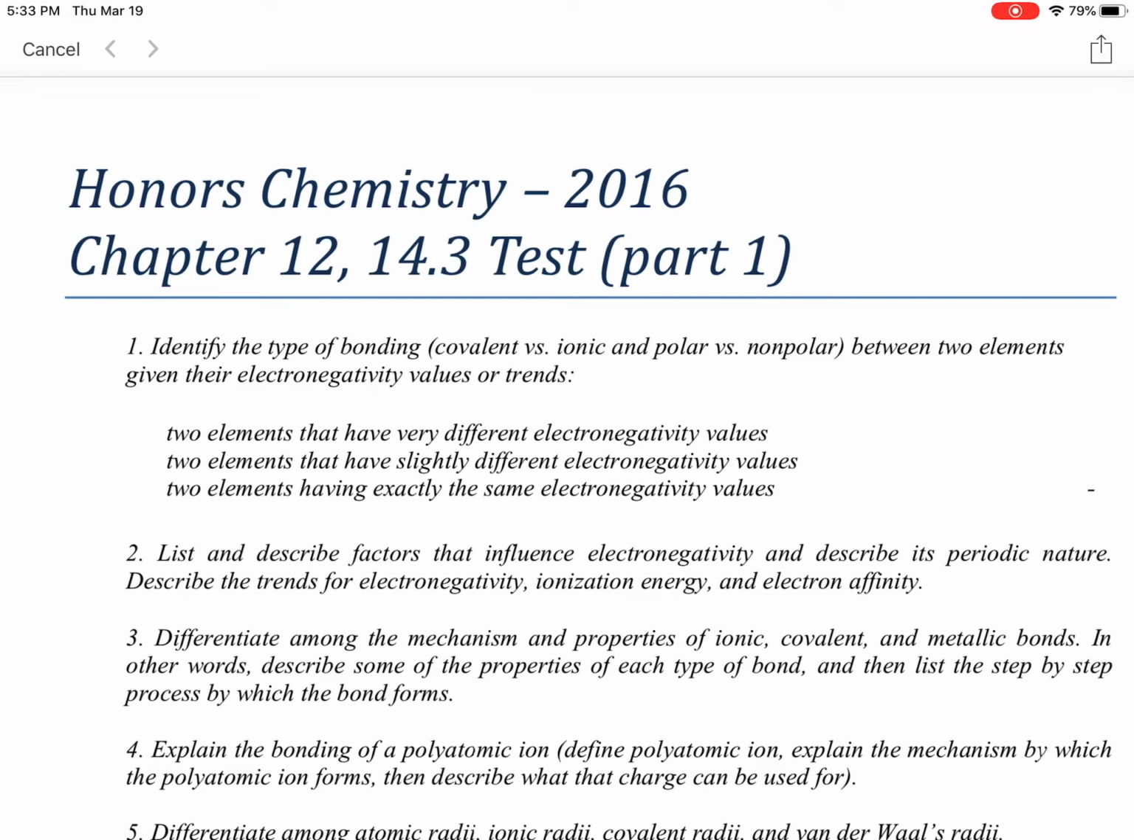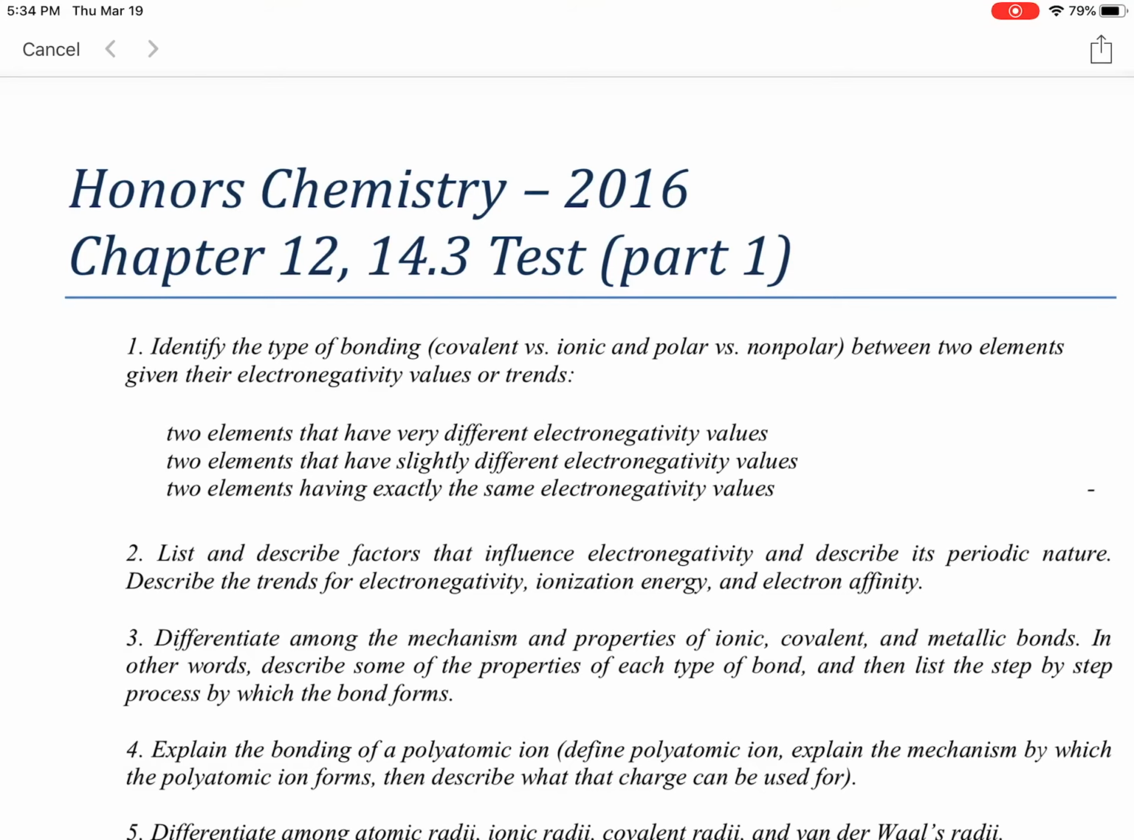One, identify the type of bonding: covalent, ionic, polar versus non-polar. Really, what you're taking a look at is you'll have printed out for yourself an electronegativity table. They're very easy to find on a Google search. Take a look at the differences in electronegativity. Remember that 1.66 rule: if it's greater than 1.66 difference between the two atoms, then you're looking at an ionic bond. If not, you have a covalent bond.